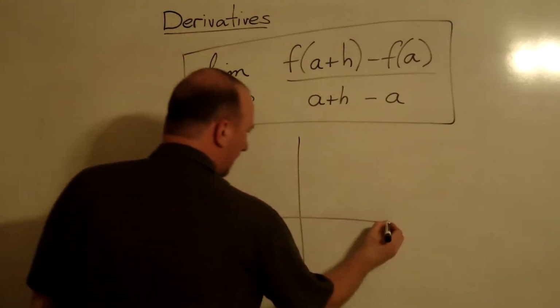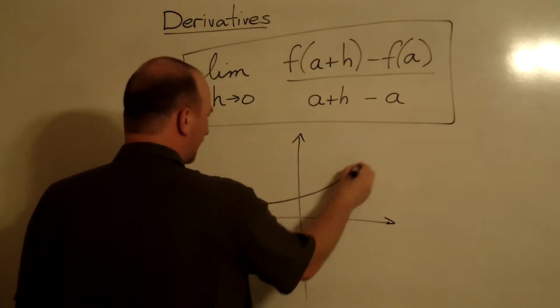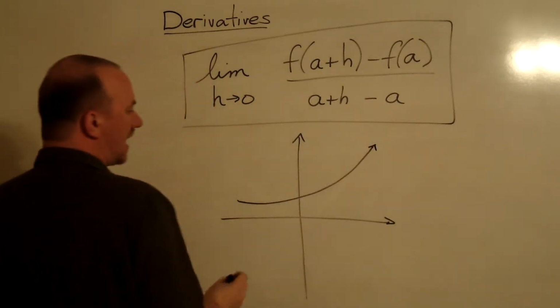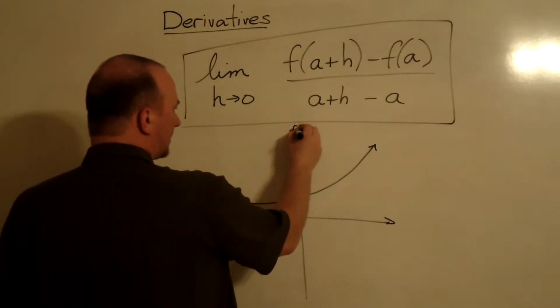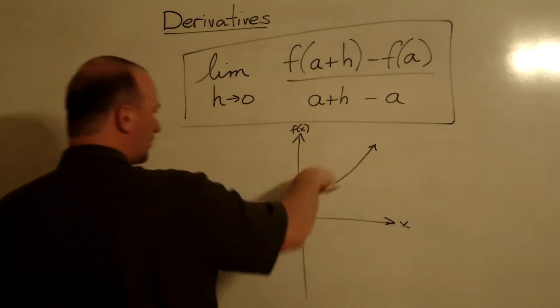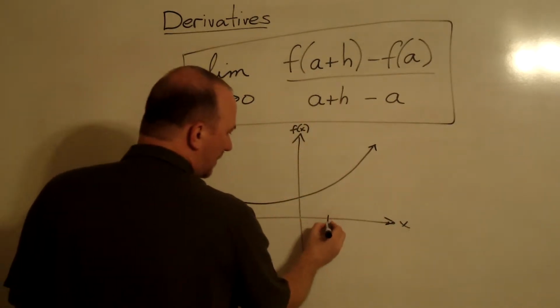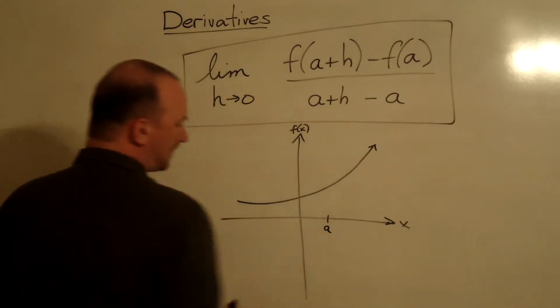If we take a curve, so let me just draw an arbitrary one. There it is. And let's label this the f of x axis, and this is the x. This is a function. It passes the vertical line test. And let's label this coordinate as a.